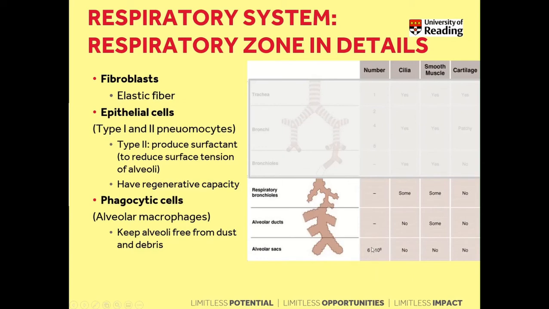Again, I would like to point your attention to the table here. If you think about the cilia, smooth muscles, and cartilage, you can see that there are some cilia in the respiratory bronchioles, but cilia completely disappear from the alveolar ducts and certainly from the alveolar sac. There is, as I mentioned earlier, some smooth muscle in the respiratory bronchioles and alveolar duct, and there is no cartilage in this part or zone of the respiratory tract.